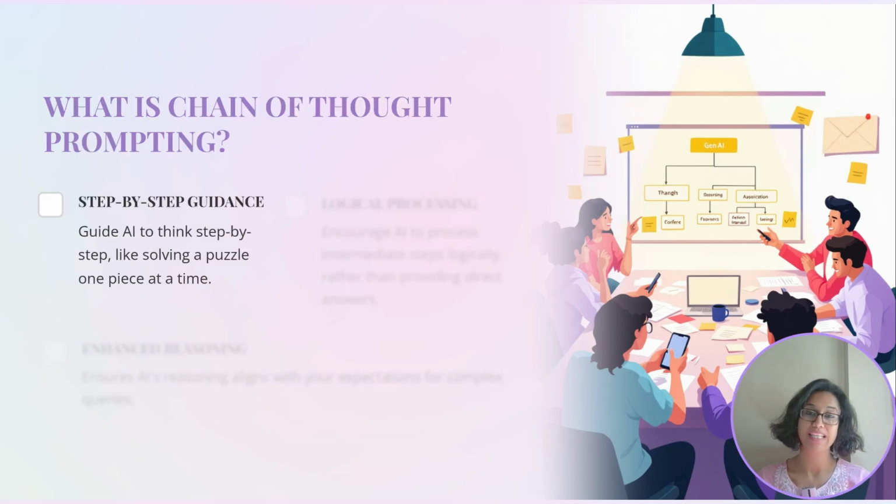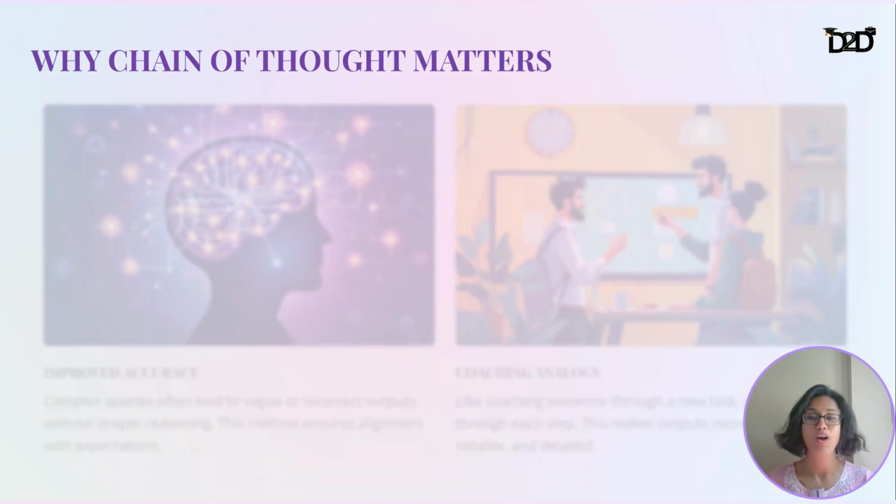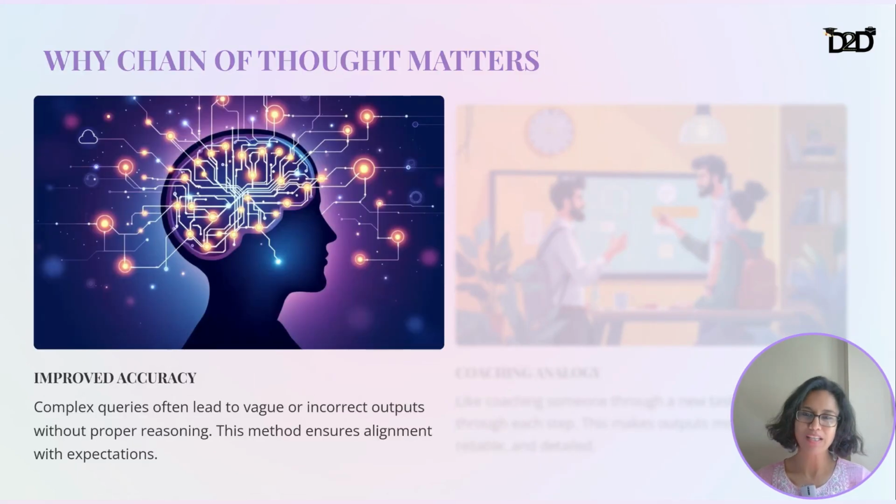Chain of thought prompting is a method where you guide AI to think step by step, just like solving a puzzle one piece at a time. Instead of asking the AI for a direct answer, you encourage it to logically process intermediate steps. Why does this matter? Complex queries often lead to vague or incorrect outputs if the AI doesn't reason through the problem. Chain of thought prompting ensures that the AI's reasoning aligns with your expectation.